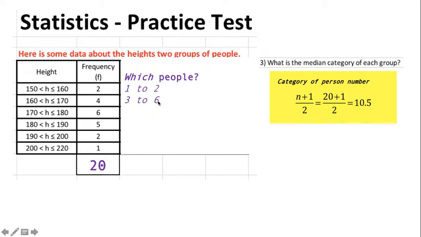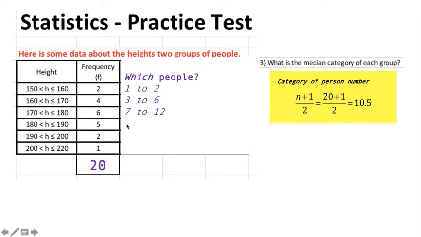So the next group, because the last group ended with person number 6, has got to start with person number 7. The last group ended with person number 6, add on another 6 people, so the next group has got to end with person number 12. That means the next group has person number 7 to person number 12. Now you might think 12 minus 7 is only 5, but if you count them out, 7, 8, 9, 10, 11, 12, that's 6 people because you're counting the people at both ends.